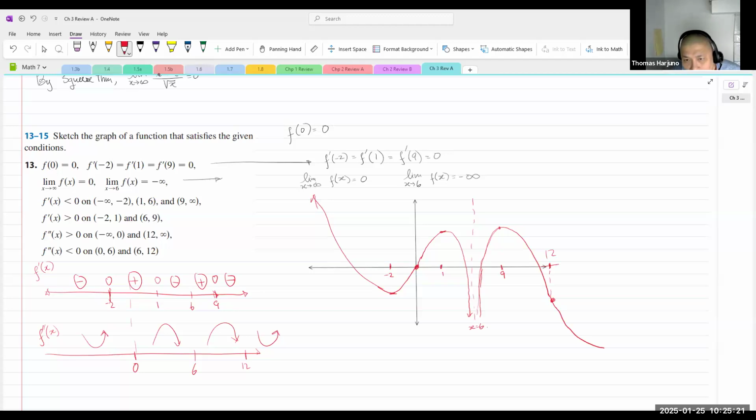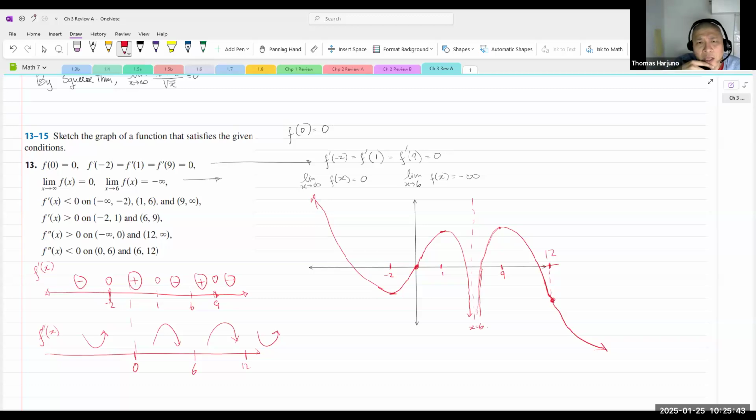We have an inflection point at 0. Now this one here maybe, hold on. The slope is negative there, so it's just like this. But there's a change of concavity. Oops, sorry, the last one is not correct. Okay, that's for number 13.